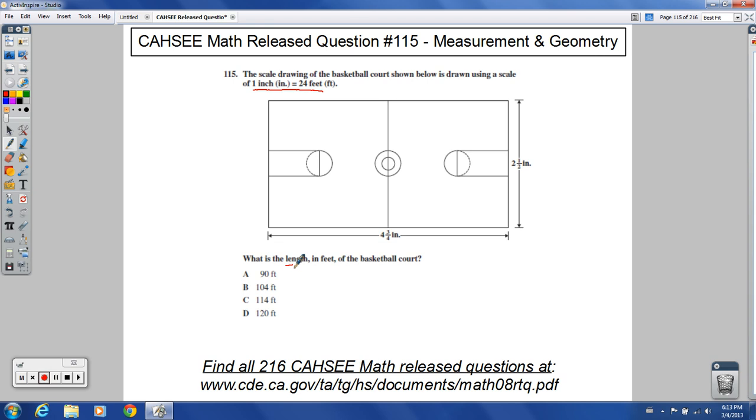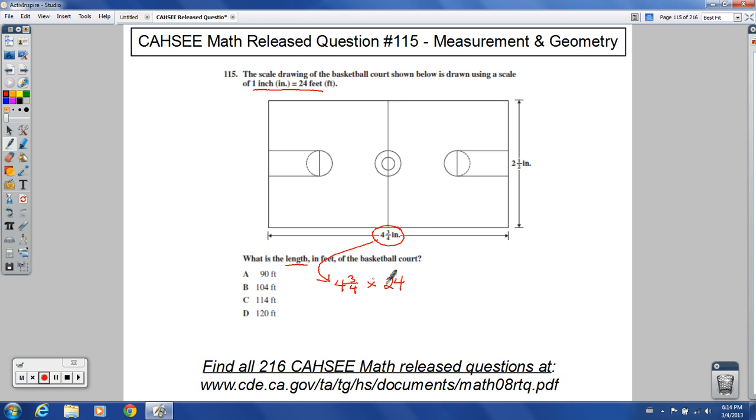So for the length in feet of the basketball court, I want to take this one. This is going to be the width of the basketball court, but for the length, all I want to do is take 4 3/4 and multiply that by 24, since 1 inch is 24 feet. So 4 3/4 of an inch would be 4 3/4 times 24.